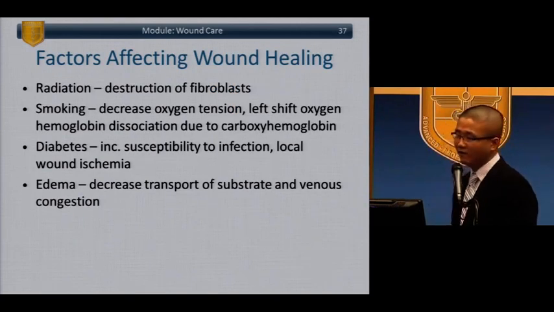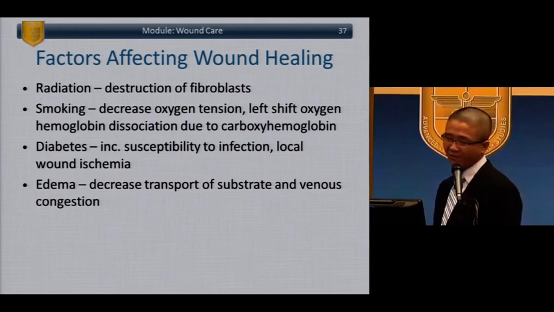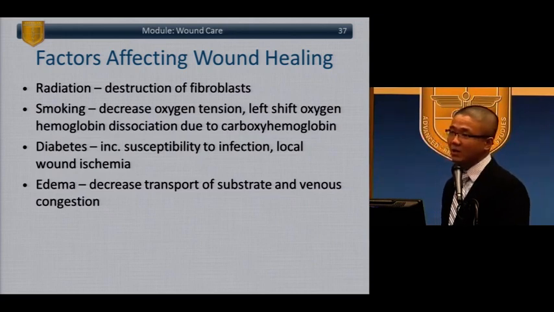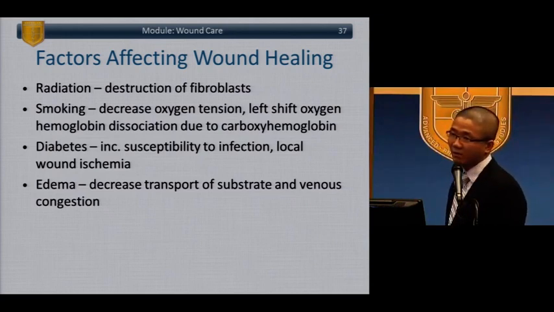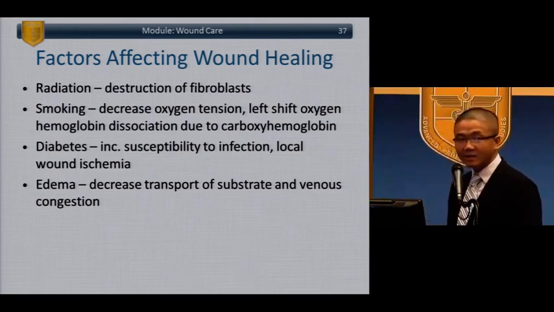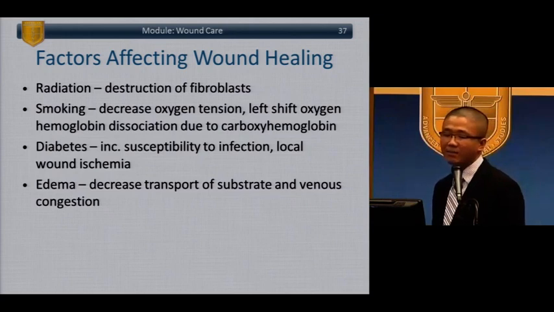So factors affecting wound healing, we already talked about a lot of this stuff. Radiation is something that we didn't talk about, right? Radiation destroys anything that's rapidly dividing, rapidly changing, including fibroblasts. So that's why patients who have previously been irradiated have impaired fibroblast migration and fibroblast action. Smoking decreases the oxygen tension to the bed. It decreases angiogenesis and thereby neovascularization of a healing bed. Diabetes, we talked about already.